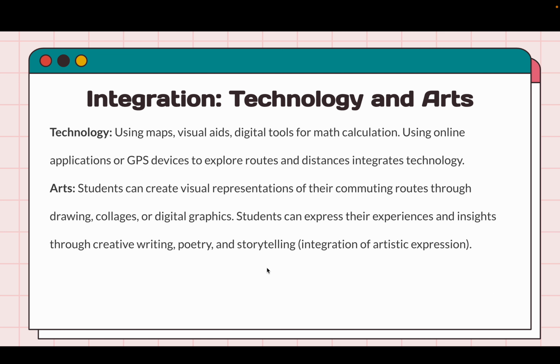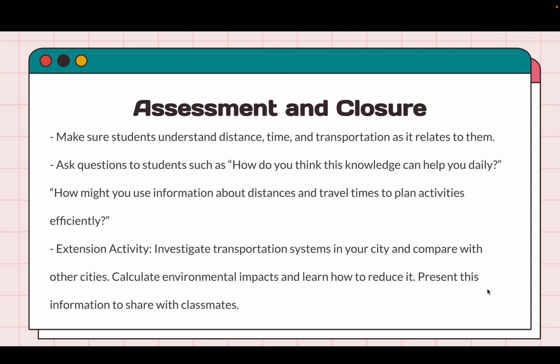For technology and arts, so for technology, we're going to be using maps, visual aids, and digital tools for math calculation, using online applications or GPS devices to explore routes and distances. This integrates technology. For the arts, students can create visual representations of their commuting routes through drawing, collages, or digital graphics. Students can express their experiences and insights through creative writing, poetry, and storytelling, which is integration of artistic expression.